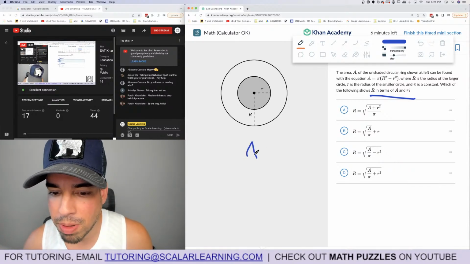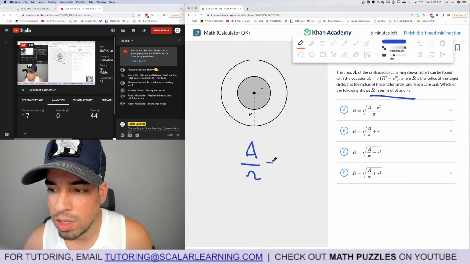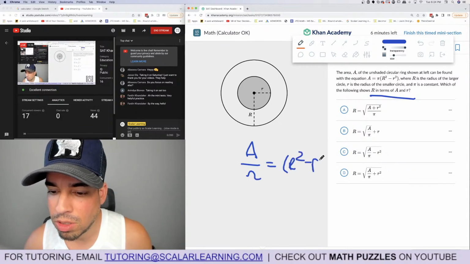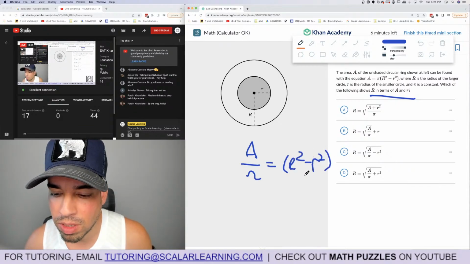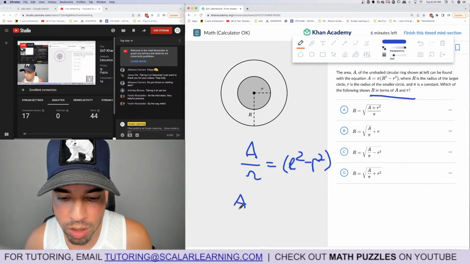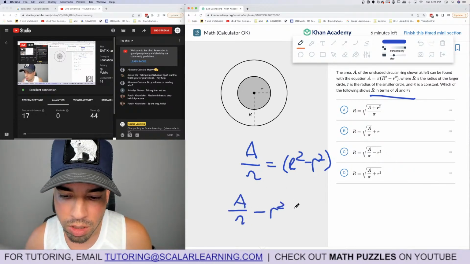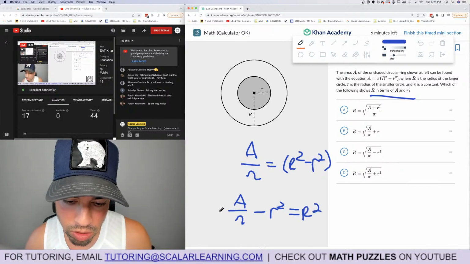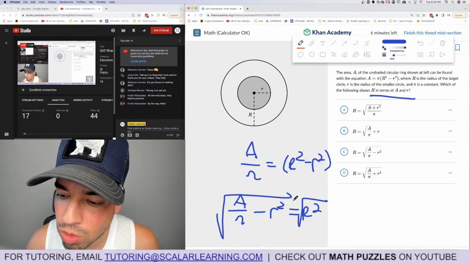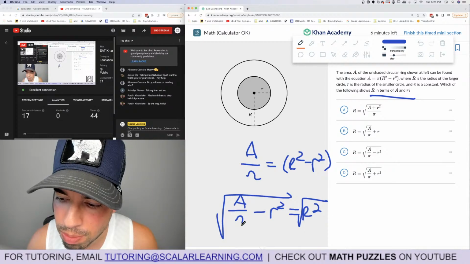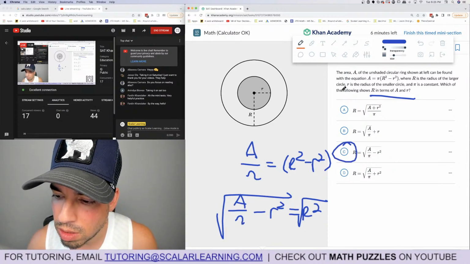So first I'm going to divide by pi. A divided by pi equals, I'm going a little faster because I don't want to run out of time. Then, and we don't even need the parentheses. Then subtract R squared, a little R squared, of course, equals R squared. And then we take the square root of the whole thing. So it should be square root of A plus A over pi minus R squared, C.